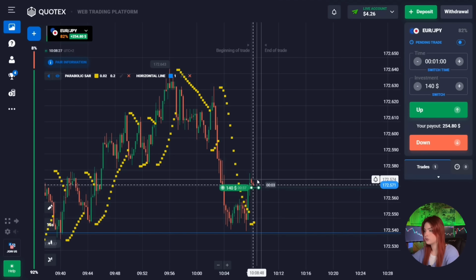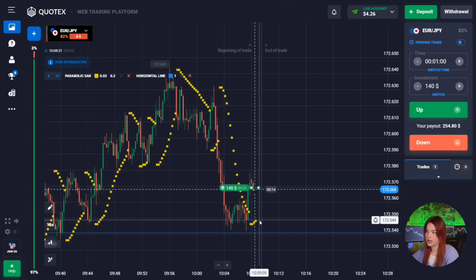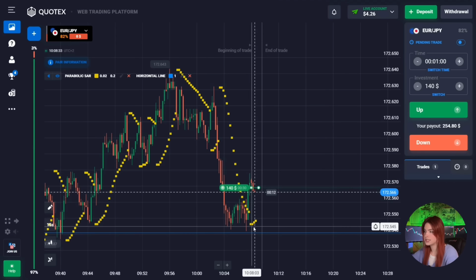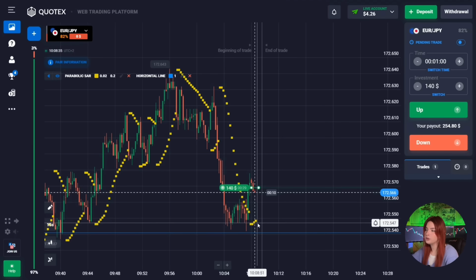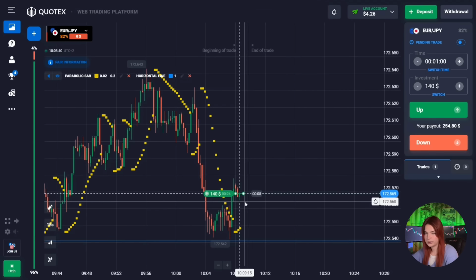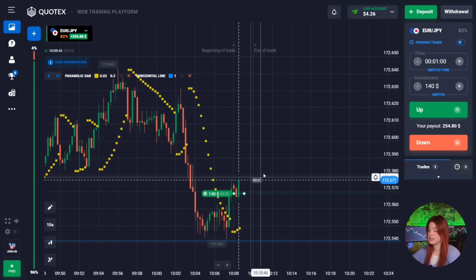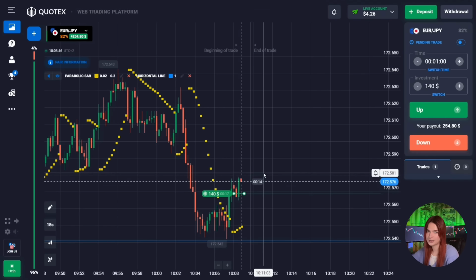Also, dots have started to form under the chart. Thus, this indicator tells us that the trend has reversed and upward movement is expected in the near future. We'll try to earn money on this upward correction movement. I think that 1 minute will be totally enough here for us, guys. And let's observe the chart and see how this deal will close.